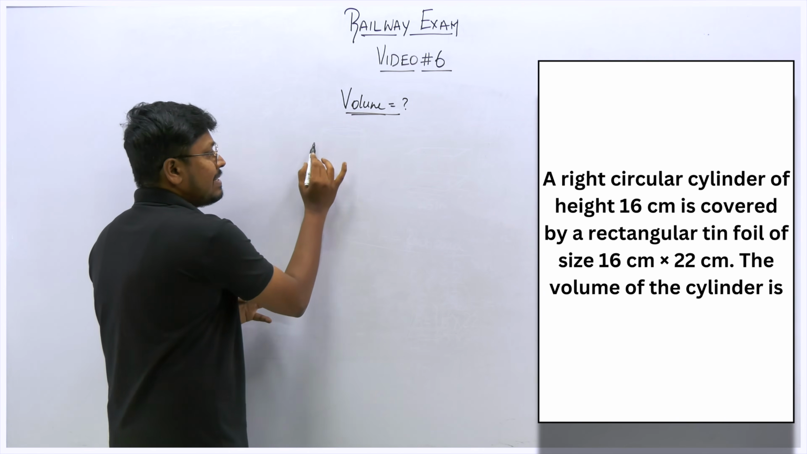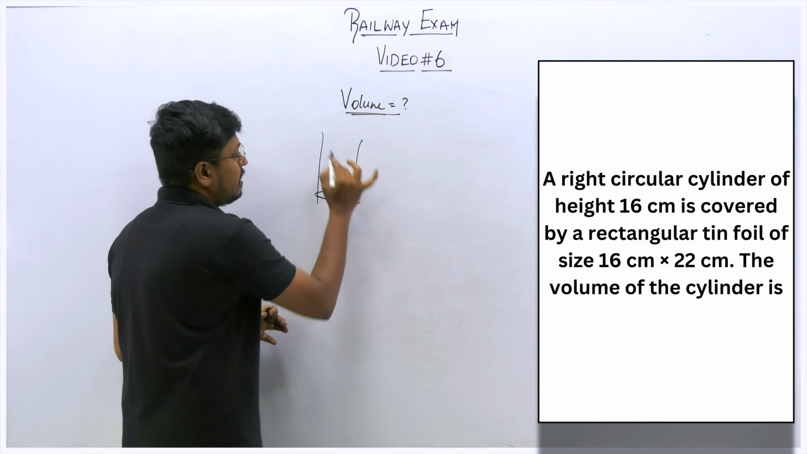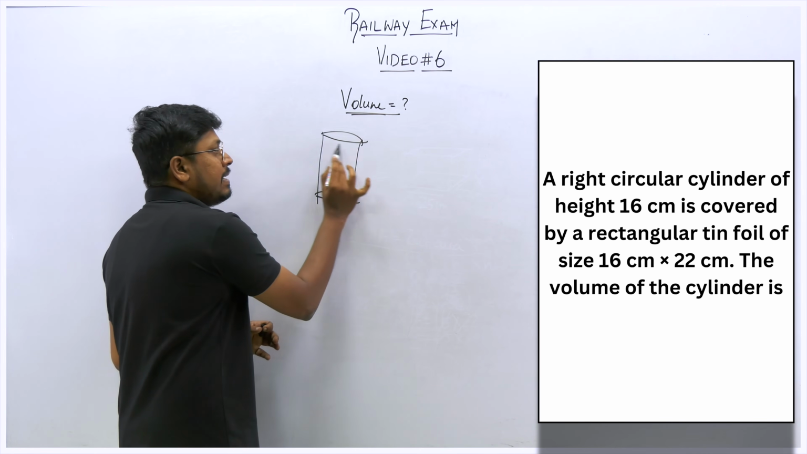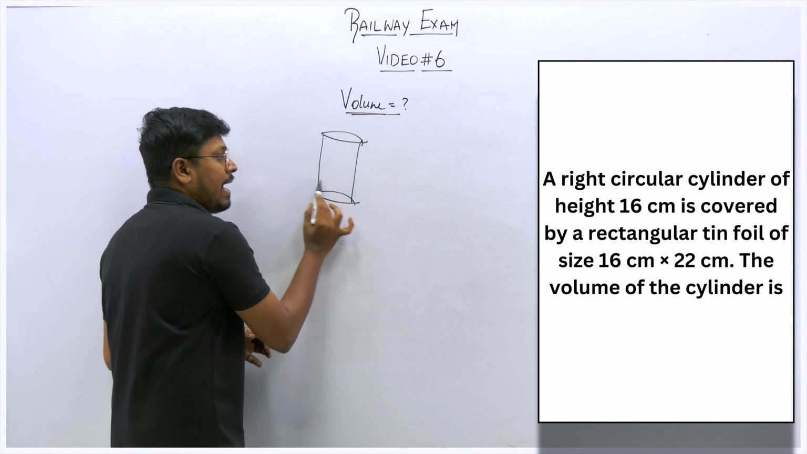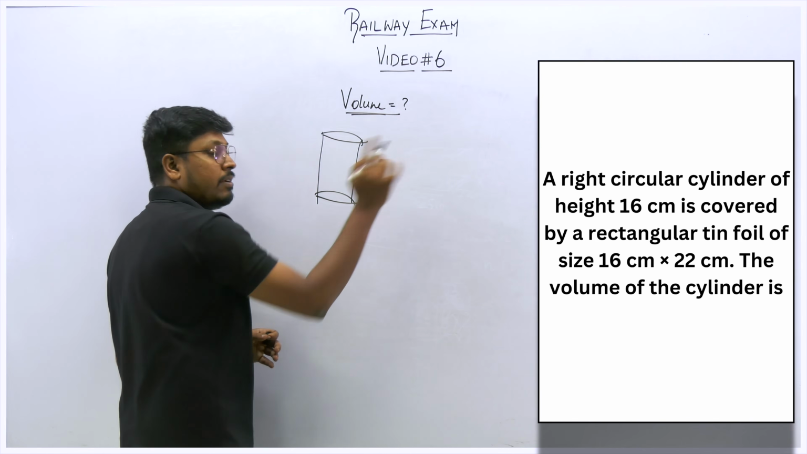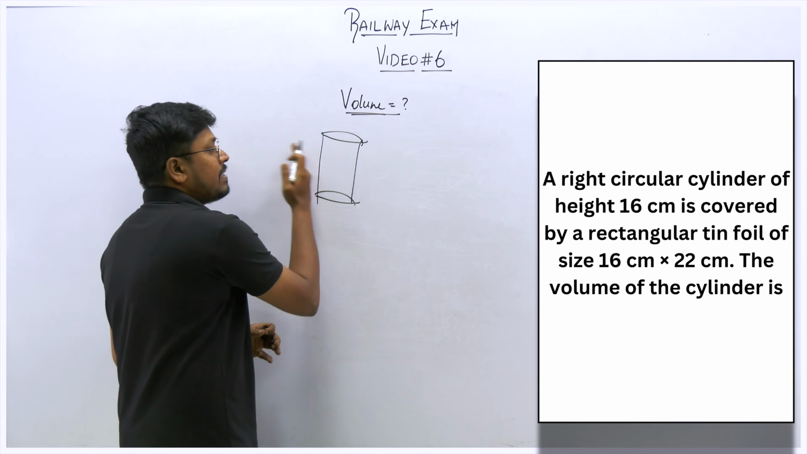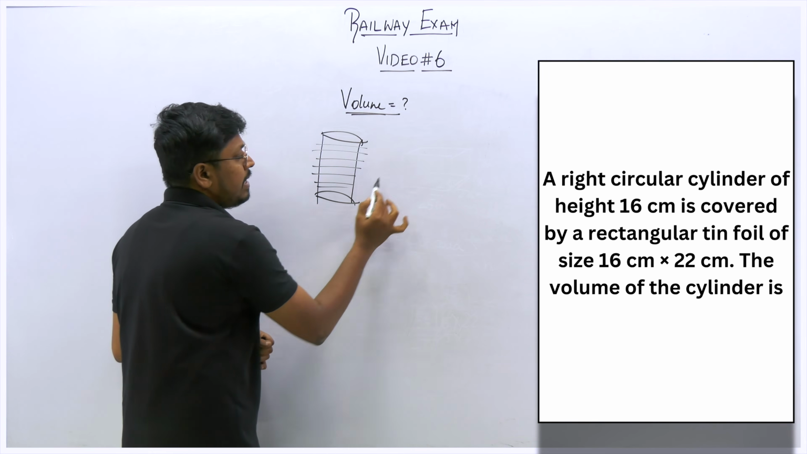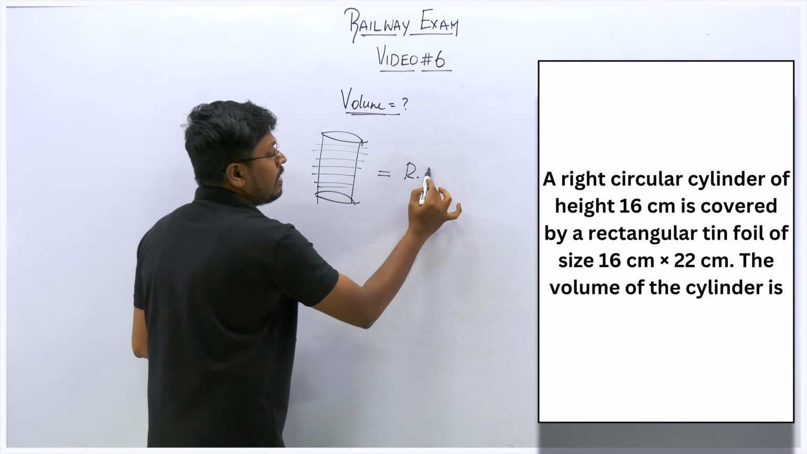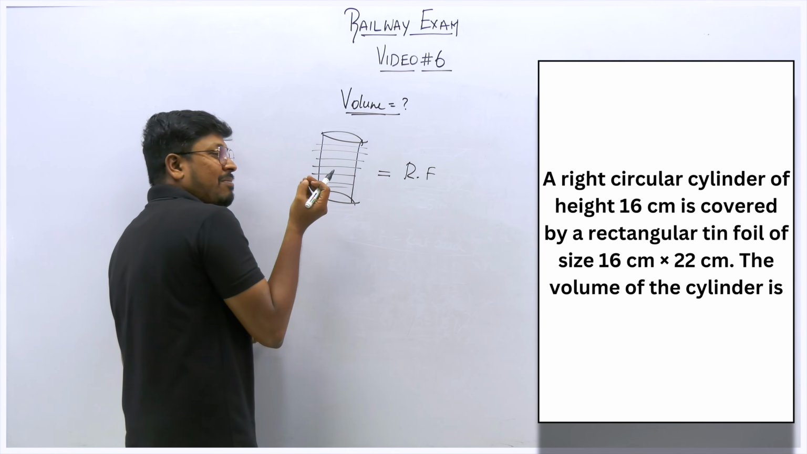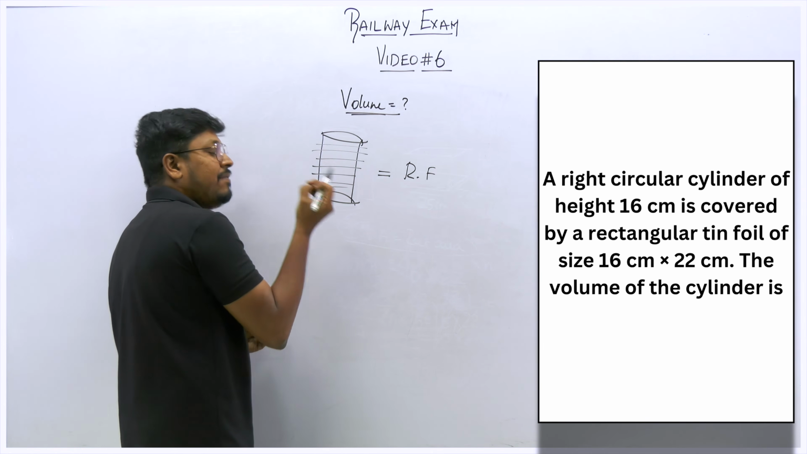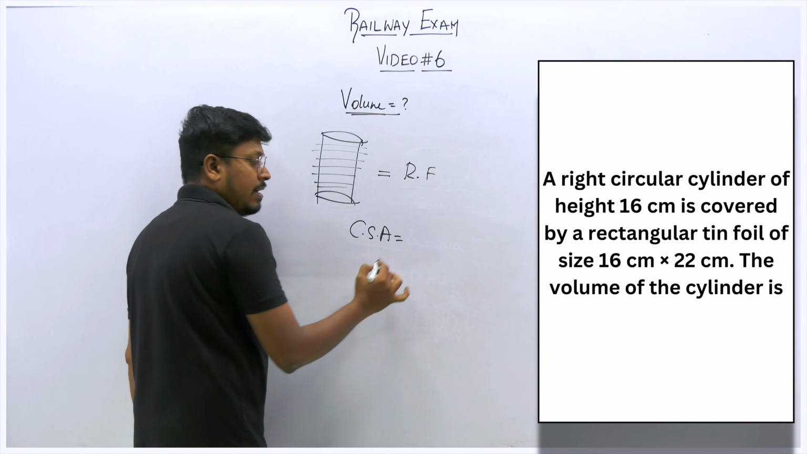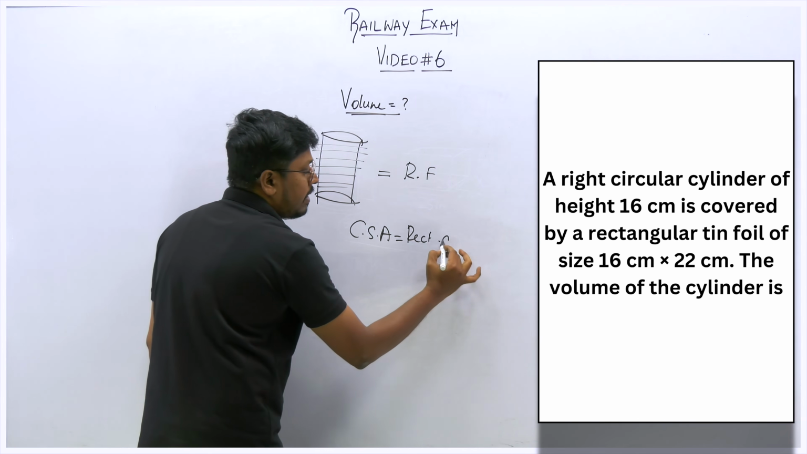If a cylinder is covered by a rectangular tin foil, that means the cylinder's curved surface area has been covered by the rectangular foil. Yes or no? Why? Because if the cylinder is covered, then the cylinder's curved surface area will be equal to that rectangular foil. So from this point, what we can find here is the curved surface area of a cylinder is equal to that rectangular area.